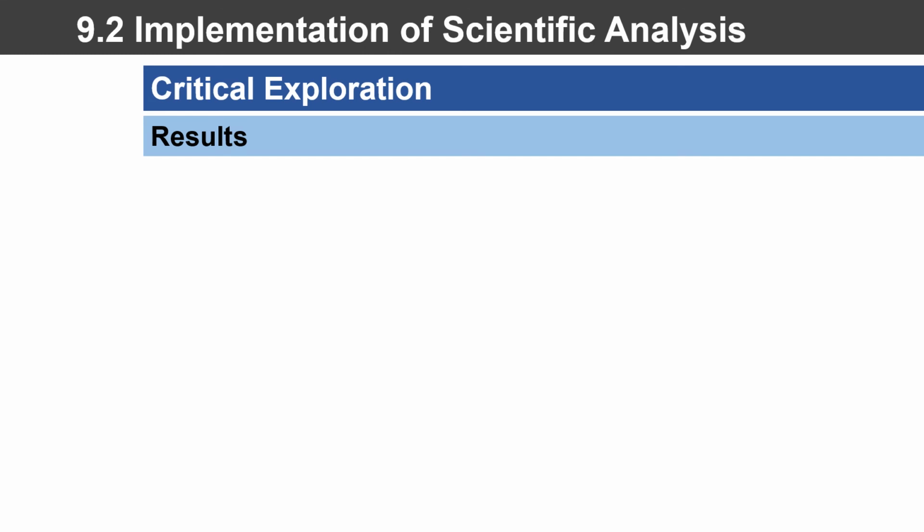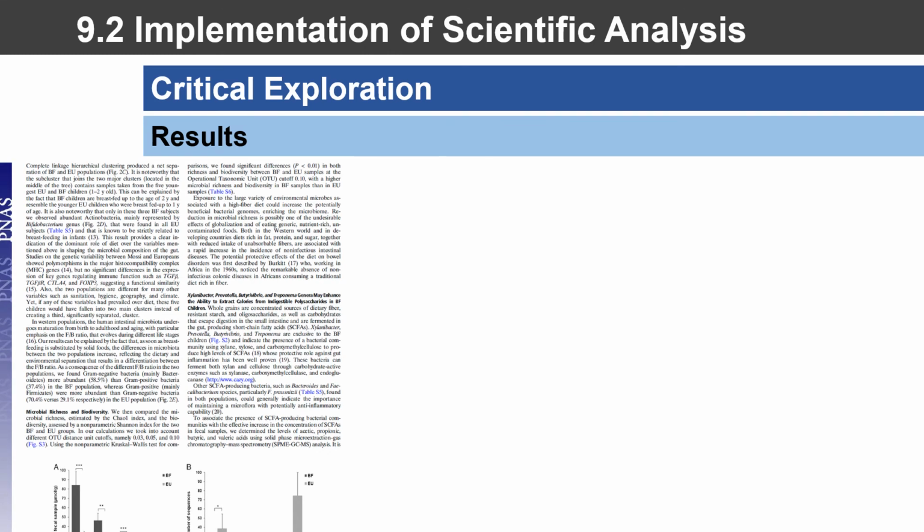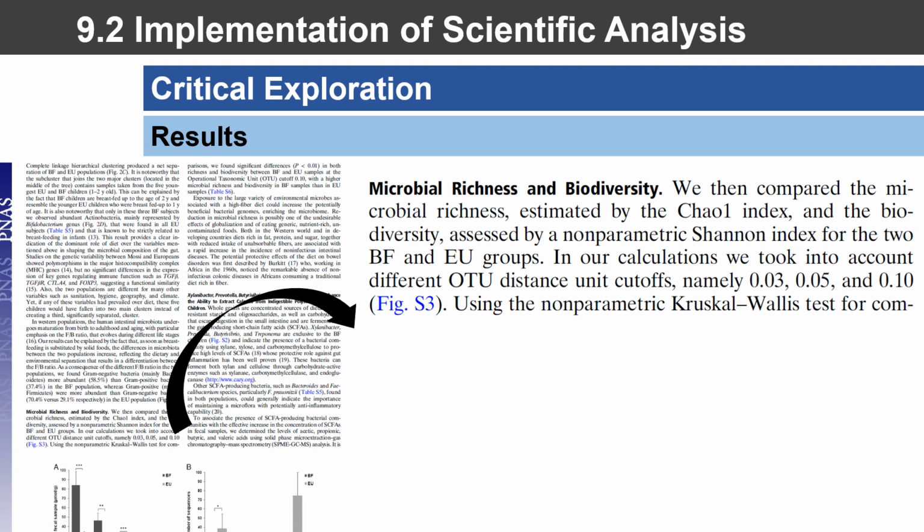So here's an example where it's hard to tell whether or not the sentence as written and the results as given are in alignment with each other. Where we're going to look is right above figure 3. We're going to go to the bottom of that left column, just above it. And I'm going to blow that up for you here as indicated by the arrow. We're going to focus in on the section that says microbial richness and biodiversity.